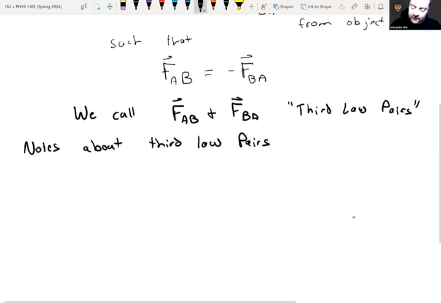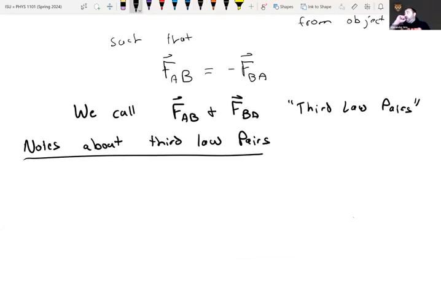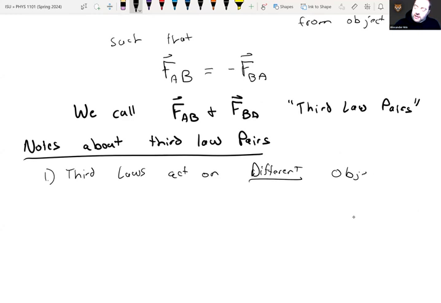So, notes about third law pairs. One of the big things, and the first one, is that third law pairs act on different objects. Okay. They are not acting on the same object. They are acting on different objects. So a pair of third law forces will never both impact the same object, unless you're viewing a system as a single object, in which case we don't really pay attention to those.